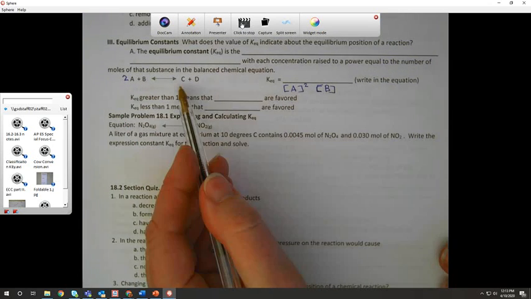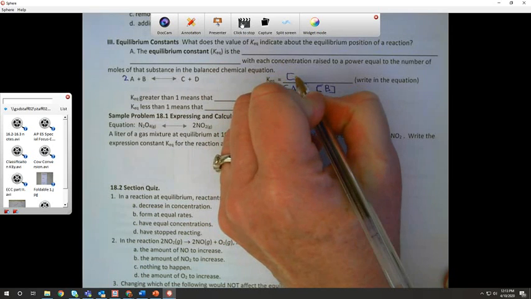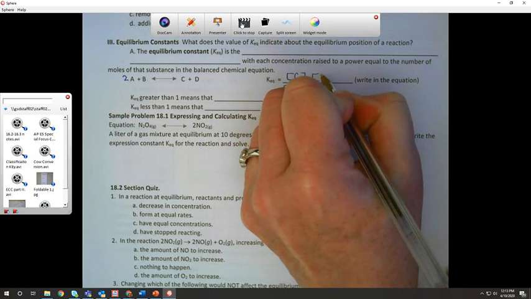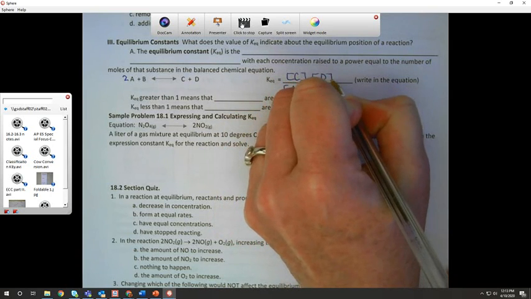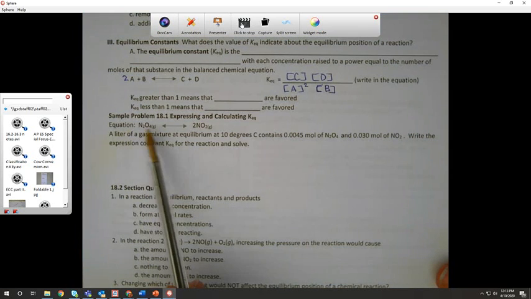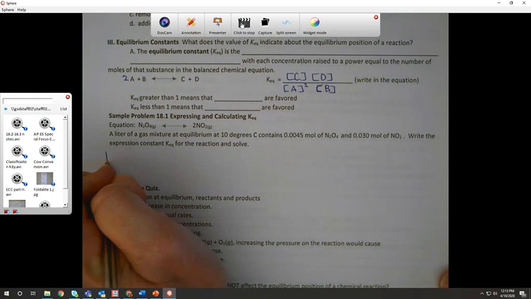On the top are your products. So we'll do concentration of C times the concentration of D. And that's how we set that up. Then if we go down to the sample problem, it actually puts numbers in for us. So let's write our equation first.